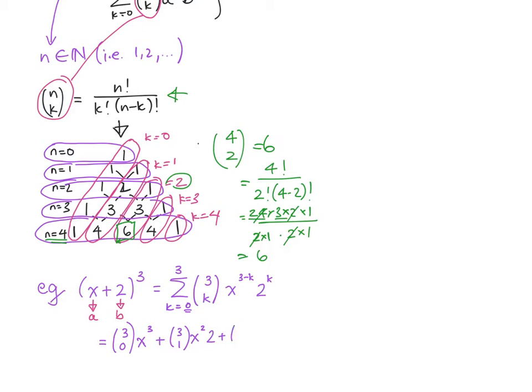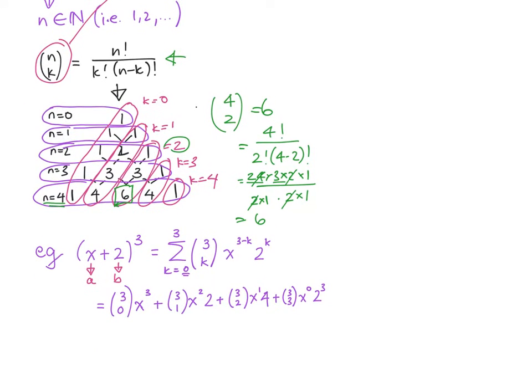Our third term is going to be 3 choose 2. That's going to be x to the 3 minus 2, so that's going to be x to the 1, and that's going to be a 2 to the 2, so that's going to give us a 4. And our final term is going to be 3 choose 3, x to the 3 minus 3, which is 0, and 2 to the 3, which is 8.